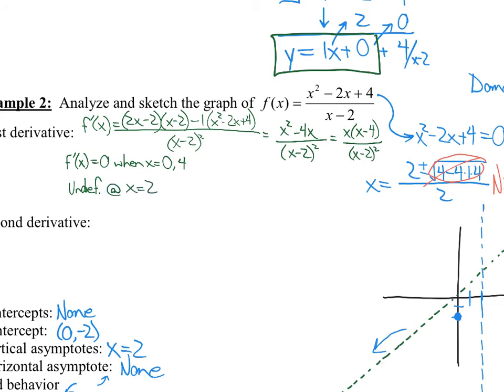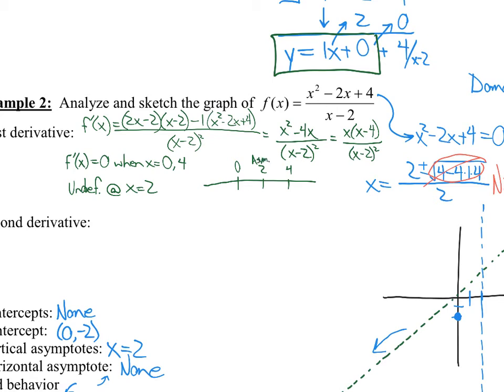Now, when we do a sign diagram for this, okay, we need to put these in order: 0, 2, and 4. One thing we need to remember, what do we have at 2? An asymptote. So no matter what it looks like, increasing or decreasing, it's not going to be a max or a min or a plateau. That is an asymptote.